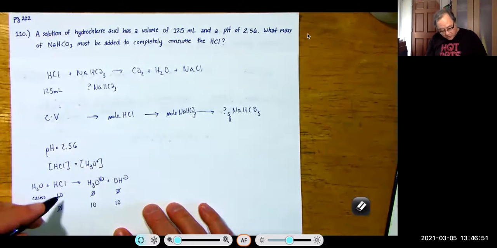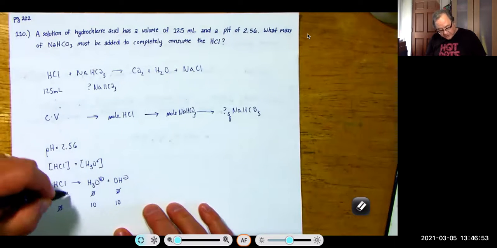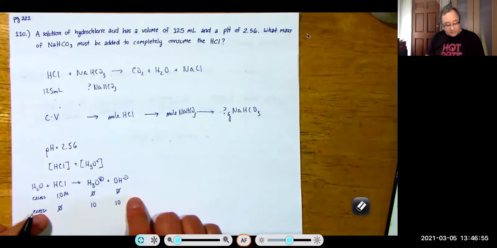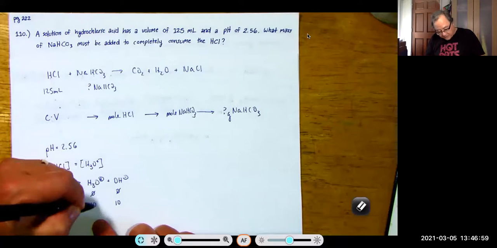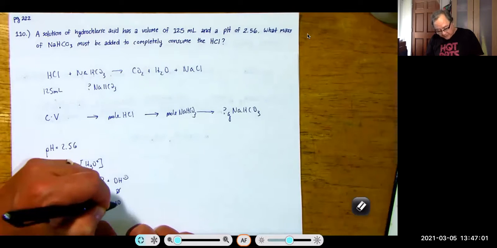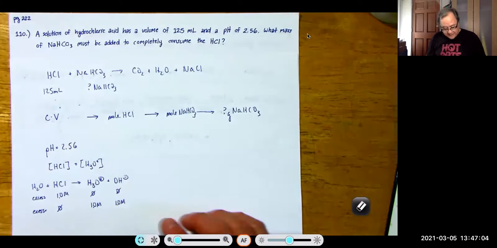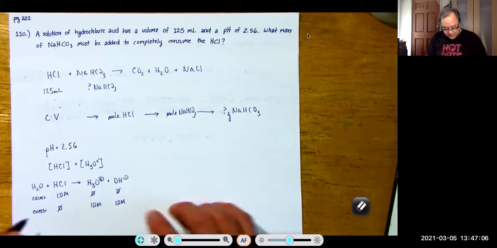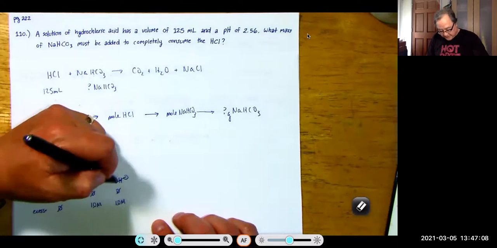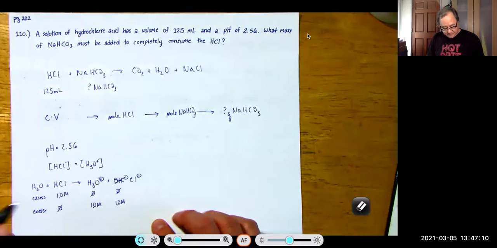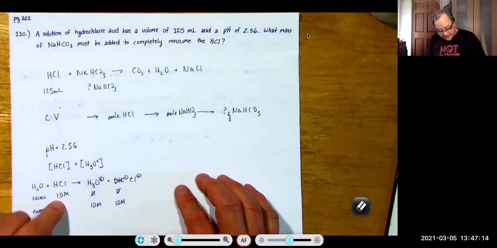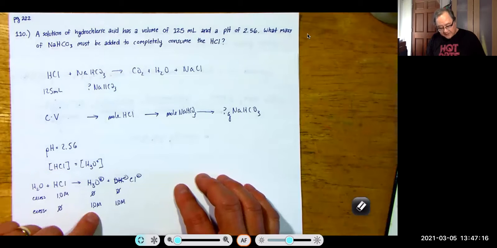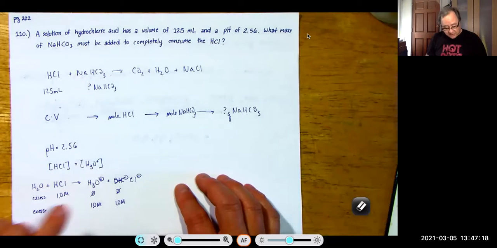Now, what if this were 1.0 molar and the rest of these were 0 molar? What would happen to the H3O? It would be 1.0 molar after it has reacted. Oh, and this shouldn't be OH. This should be Cl minus. My bad. So the point I'm trying to make is that whatever they tell you the concentration is of the acid, that's really going to be the concentration of the hydronium ion.